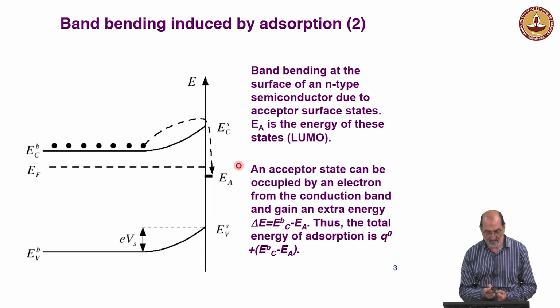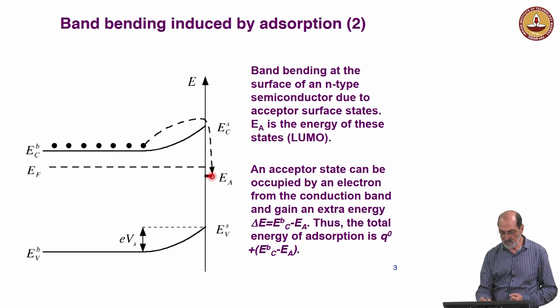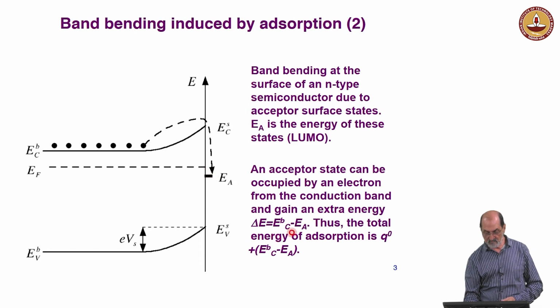That extra energy that it gets is the energy that the absorbed oxygen gains if it gets an electron from here. It gets this extra energy. Why? Because now the electron was before here and now it's here. So as a system, that oxygen gains an extra energy. And that extra energy, as you see here, is the energy of the conduction band here in the bulk minus the energy of the acceptor level here at the surface.